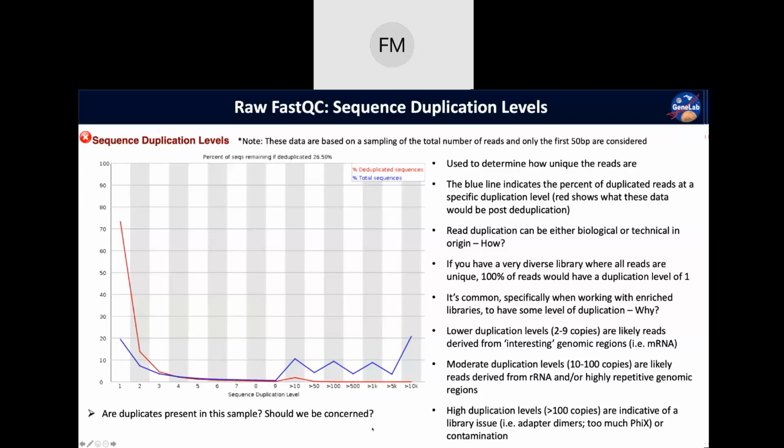And then we already answered this yesterday. Are there duplicates present in the sample, and should we be concerned? Yes and yes. Any other questions about duplication? We are going to be talking more about them in the next slide. But I'll just stop here.